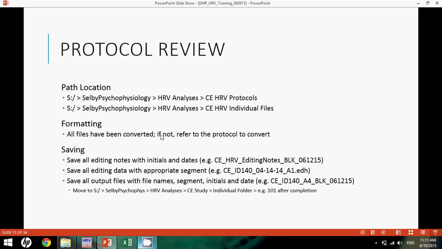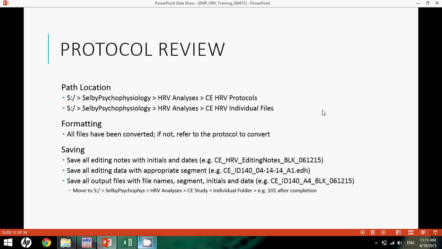It will be important, however, to save all your information in the proper place. And all this is outlined in the protocol, exactly where to find your information and where to save your information. The things that are very vital are that you save everything in the correct path locations. So you can find all your protocols here, you can find the individual files here, and it's important that within these individual files you locate your personal file and save all your information in the correct files.